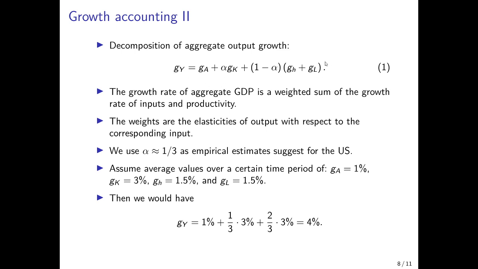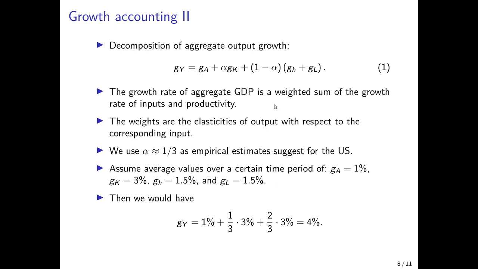Now we can actually plug in the growth rates that we observe empirically. So what we know is that alpha would be approximately 1/3 in the US, the long run average until the 1970s. So we plug in 1/3. And now let's just assume some growth rates for the sake of illustration. Let's say productivity growth is 1%, growth of physical capital is 3%, growth of individual human capital 1.5%, and growth of the workforce is 1.5% between time t and time t plus 1.